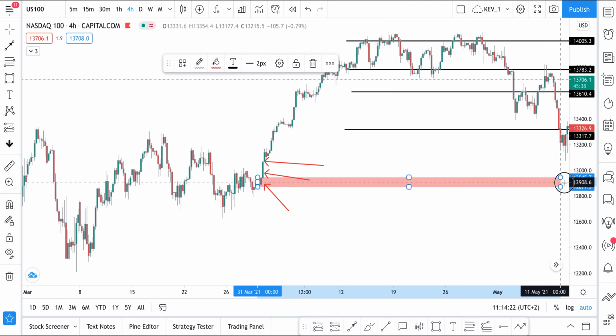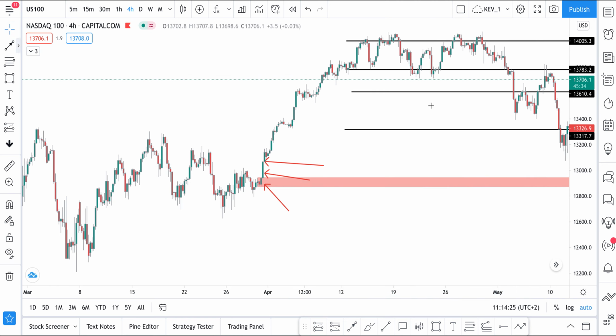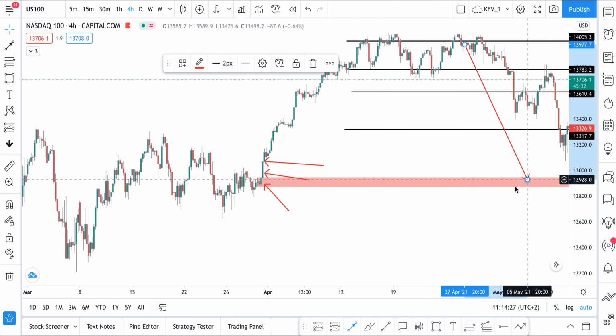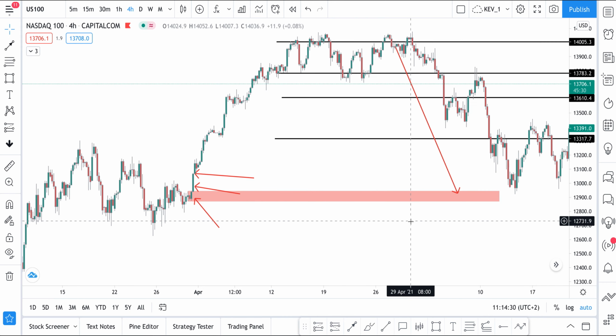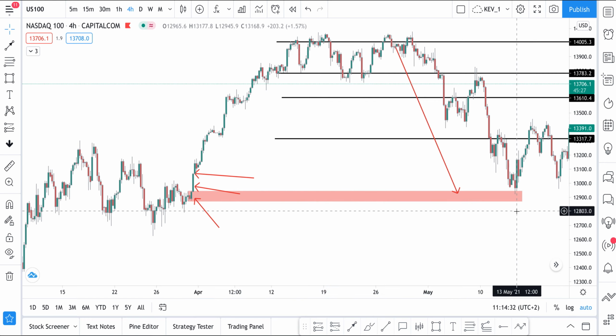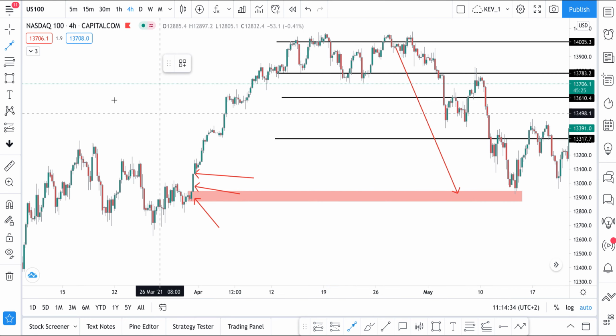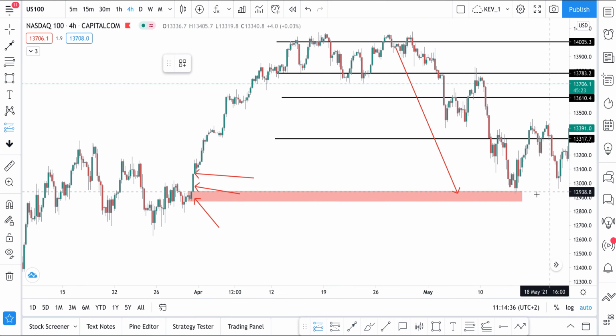I stretch it out all the way to the other side of the market so that I wait. When the market comes back down to this zone, we are buying. Right, let's see what happens. See what happens? It came back straight into our zone. What do we do when you see that? You place your entries.